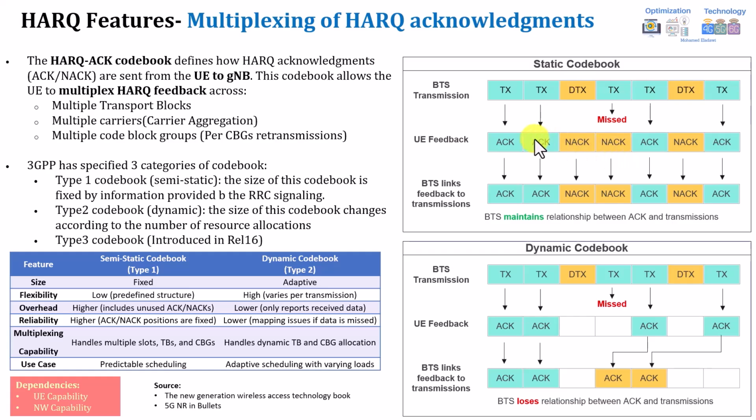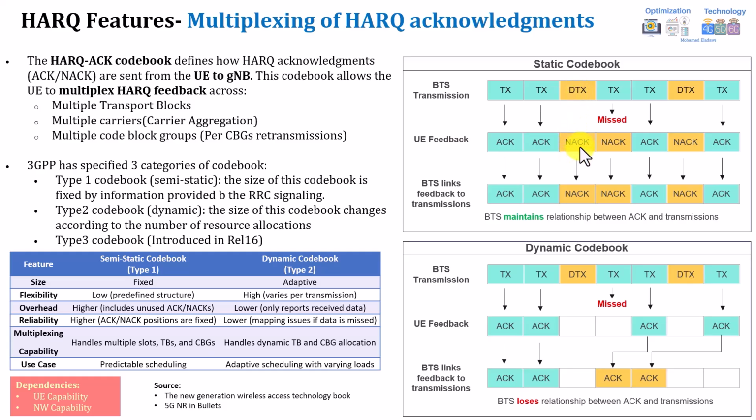Okay. So what it will do in the static codebook, it just has a fixed number of bits. It will send the feedback whether it received a transmission or not. What it means by that, for example, here it received two transmissions, so the UE will send feedback with acknowledgement for both of them. So in case the GNB didn't transmit anything, because it's having a fixed number of resources, the UE will also send non-acknowledgement. The GNB side knows there is nothing here, so it will ignore it.